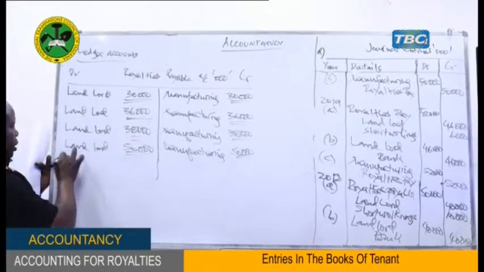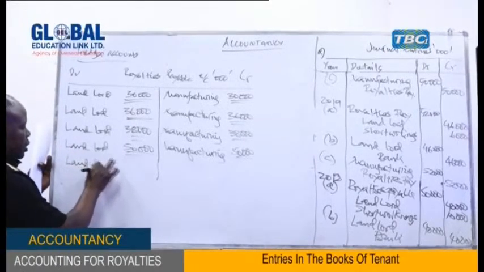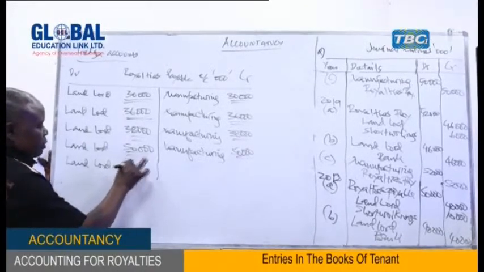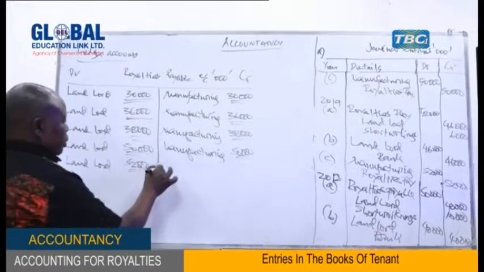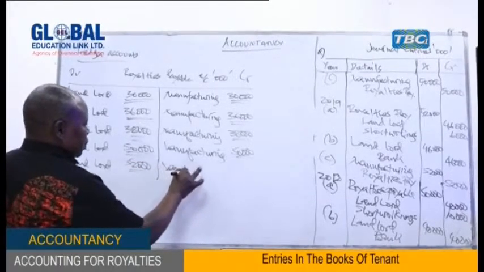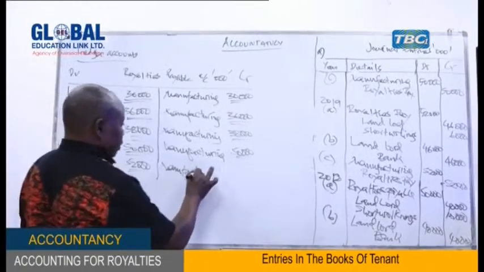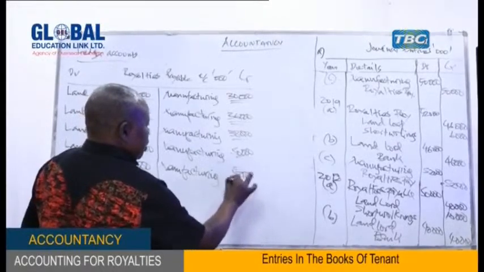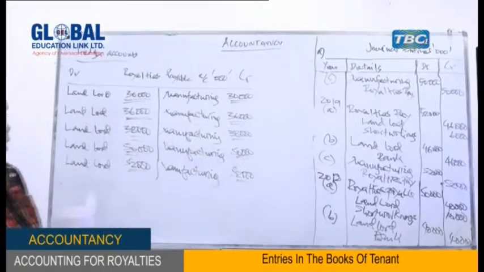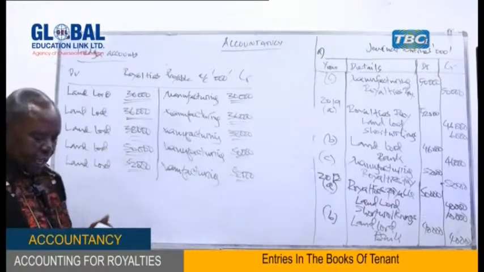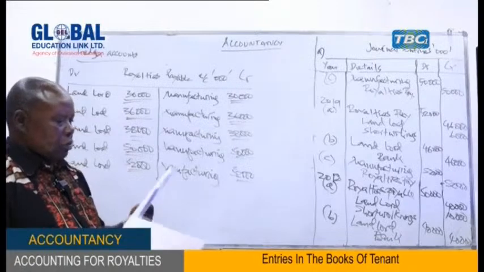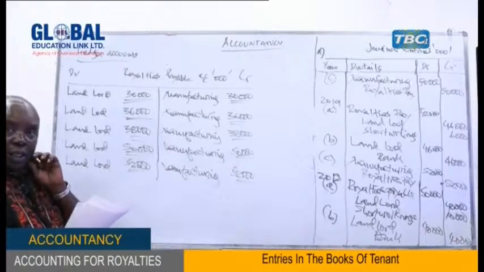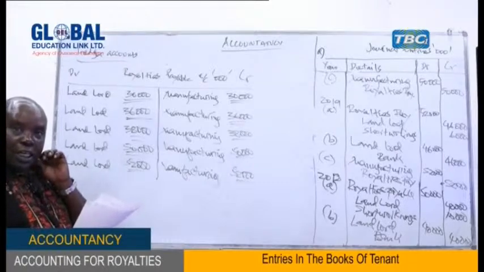Then 2019, landlord, the amount, the actual was 52,000. So we send this to manufacturing. 52,000. So this is how royalties payable will appear in our ledger accounts. Then another necessary ledger account is the landlord account.